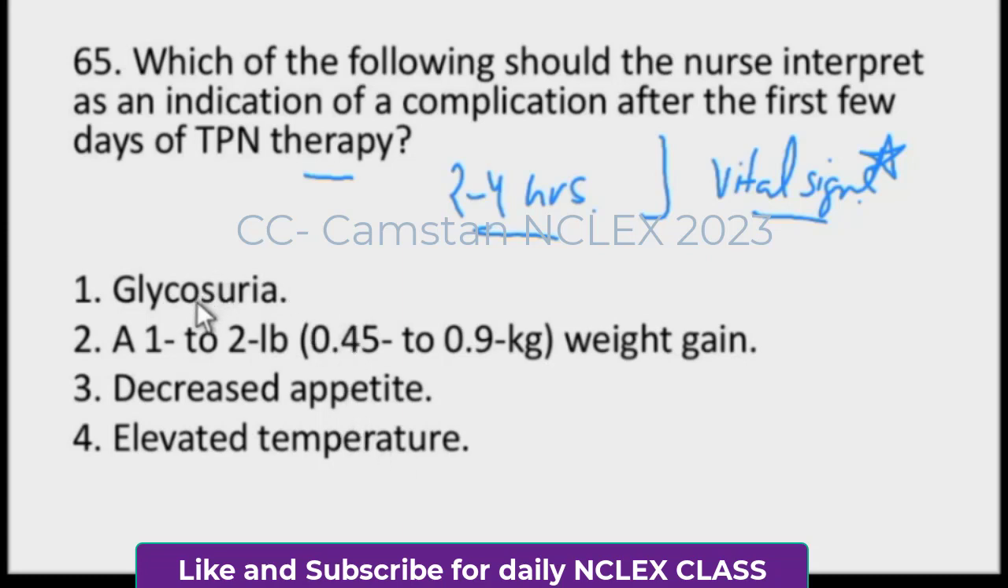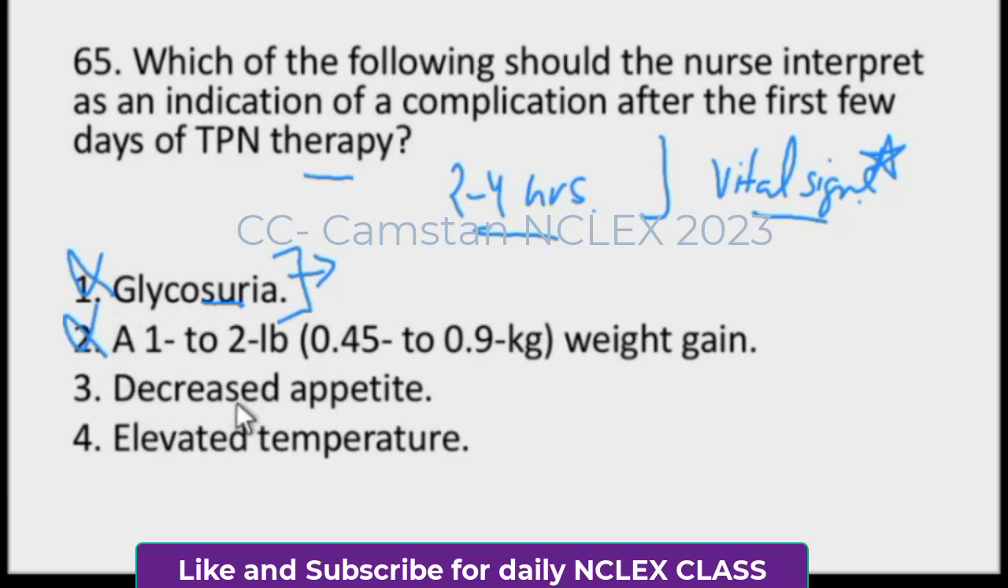So the first option is glycosuria. It is to be expected initially until the pancreas adjusts by secreting more insulin. So it can occur as an early complication, but it will get corrected on its own because the pancreas adapts by secreting more insulin. So this is not a complication. Second, gradual weight gain suggests that the client's nutritional status improves. So this is also not a complication.